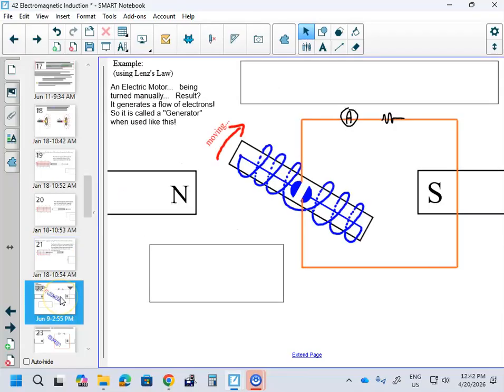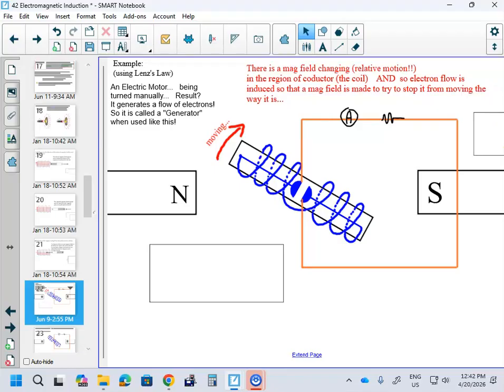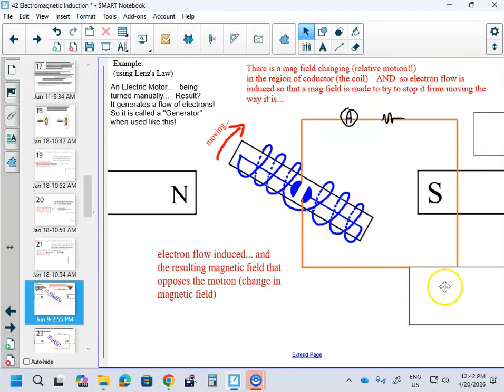All right, so the analysis of this electric motor that we've talked about before, if it's turned manually, so you take this thing and you move it instead of using electricity to make it move. Well, you think about this is moving, so this end of the coil is moving away from a north, so it's actually going to induce electron flow so that a south would be here, right? And that would oppose that turn, right? So that's the idea of what we would get.